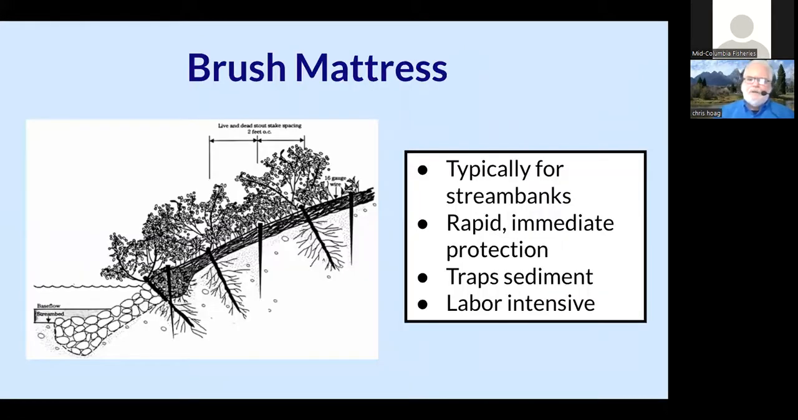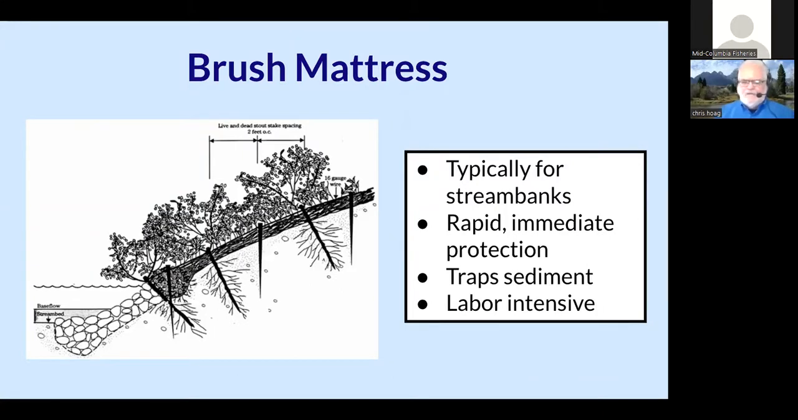Great. So here's another treatment that's called a brush mattress. Some people call it a brush wall or a willow wall, but we're going to call it a brush mattress. And this, again, has been around for a long time. It's a pretty intensive treatment. When it's installed correctly, the protection is equal to 8-inch angular rock riprap. So that's something to think about.